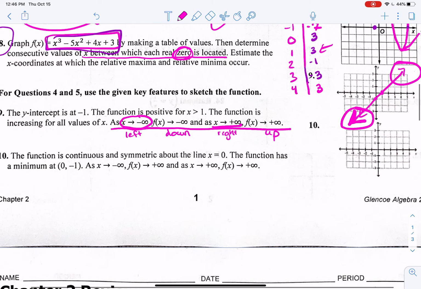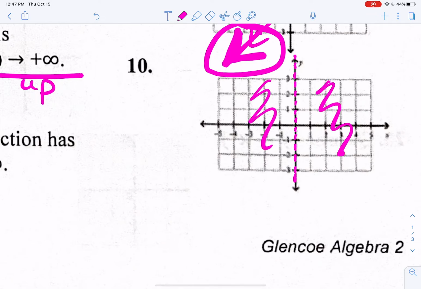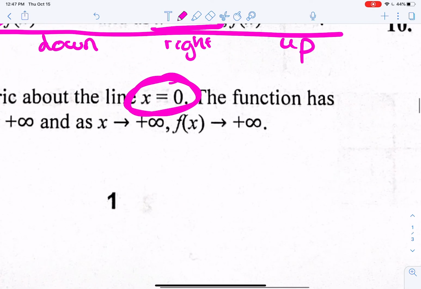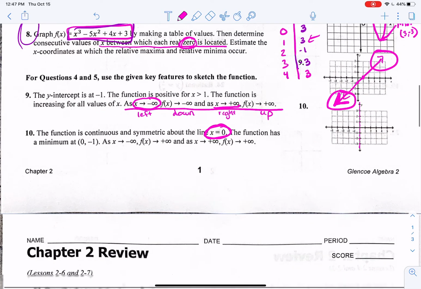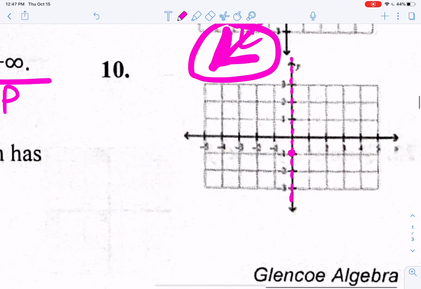Okay. Number 10, the function is continuous and symmetric about the line x equals 0. So let's figure out what the line x equals 0 looks like. X equals 0 is going to be that straight up and down line right here. It's kind of like the y-axis is x equals 0. So that's my axis of symmetry, meaning that whatever's on this side is also on this side. Okay. So the function has a minimum at 0, -1. So my minimum point is at 0, -1.